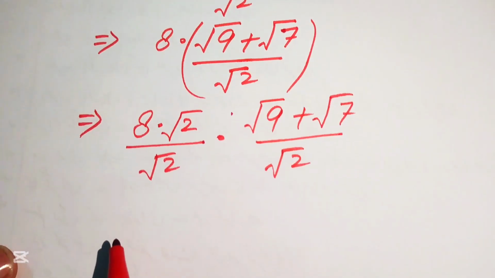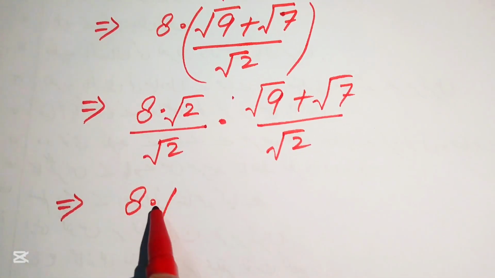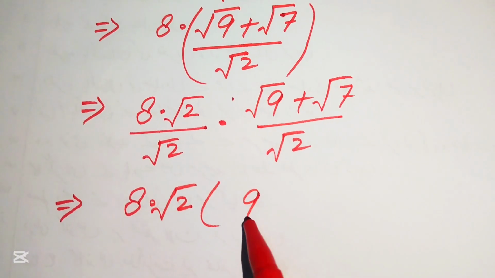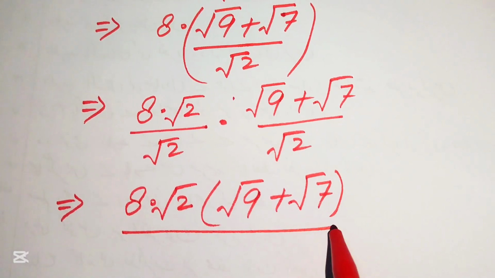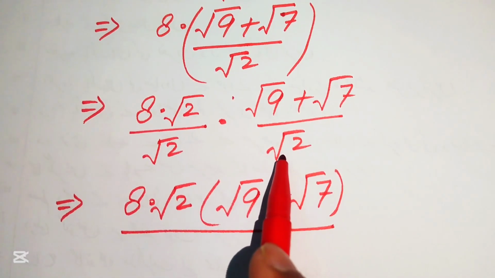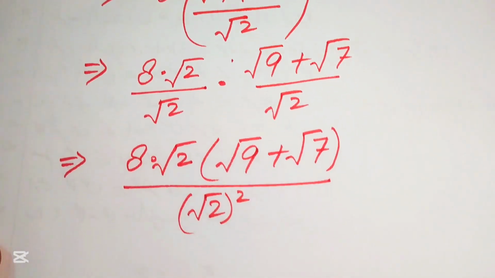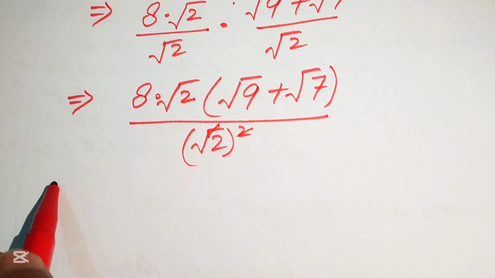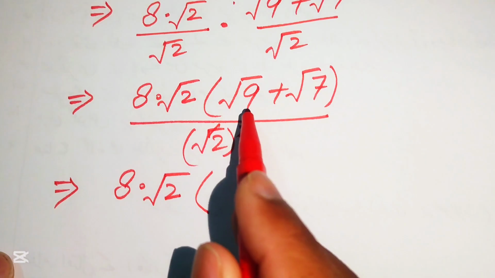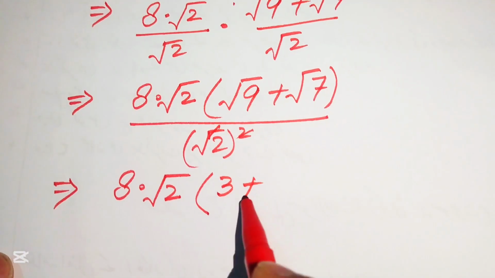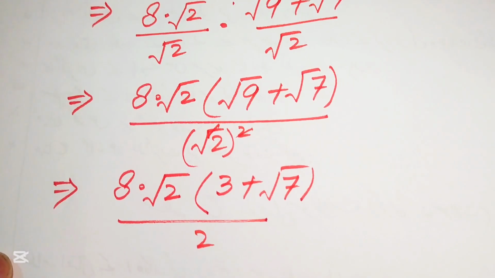Okay, so here when you multiply these terms, it will be written as 8 times square root of 2 into square root of 9 plus square root of 7 divided by this square root of 2 multiplied by this square root of 2, then we get square root of 2 and its whole square. So these 2 and square root are gone, and we will obtain here 8 times square root of 2 into, we know that the square root of 9 equals 3, plus square root of 7, and it is divided by, here we get only 2.